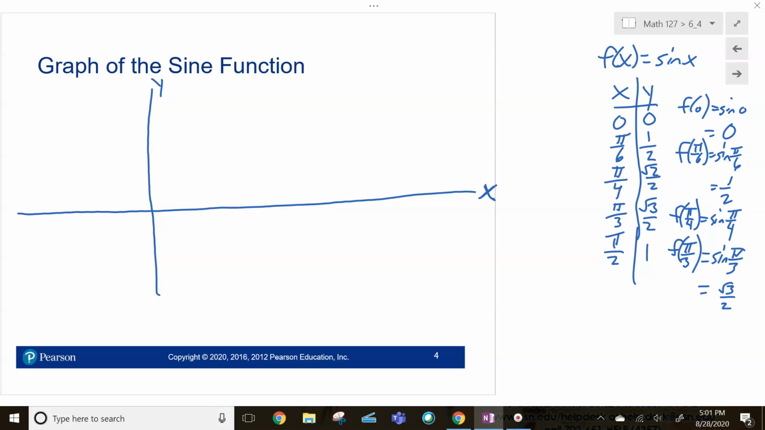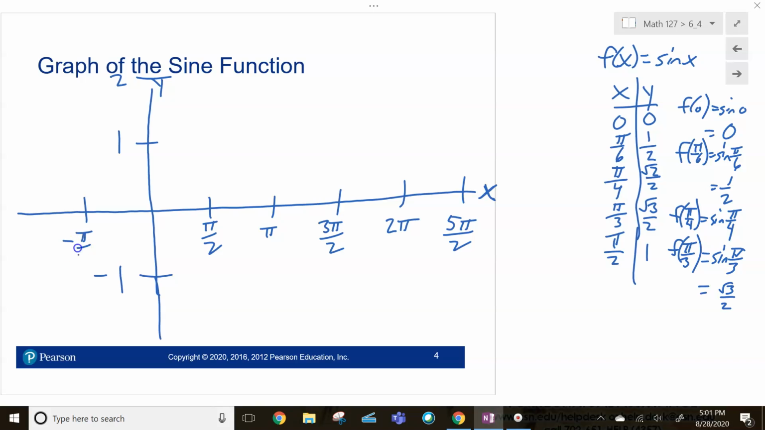So let's go to the graph, and I'm going to mark my x values here. Let me start with pi halves. Let me go by pi halves: pi halves, pi, 3 pi halves, 2 pi, then 2 pi plus another pi halves, 5 pi halves, and so on. Now, pi sixths is about a third of the way there, so there's pi sixths, pi fourths right there, and pi thirds is right there.